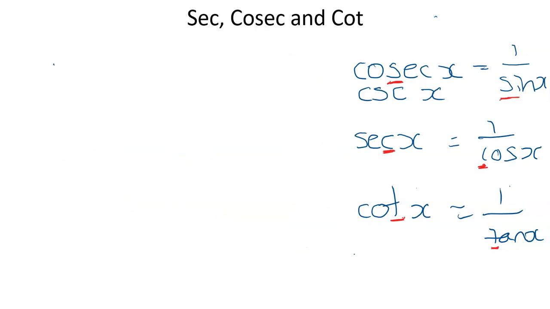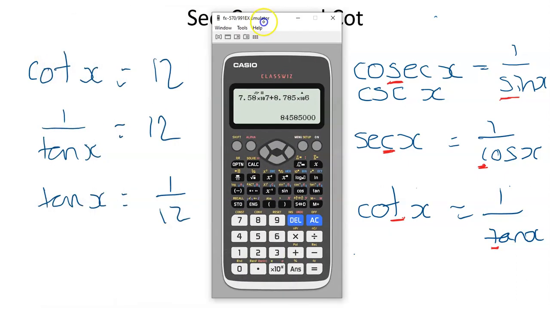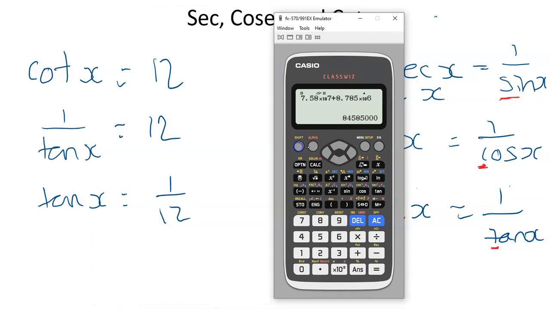Your calculator probably doesn't have cosec, sec, and cot buttons, so you have to work out what it would be rearranged. So if someone says to you that cot x equals 12, and what's the value of x, you'd have to rewrite that as 1 over tan x equals 12, and therefore tan x equals 1 over 12, and then you can solve it in the normal way. We are going to go shift tan of 1 over 12. Okay, and there's your answer, 4.76.